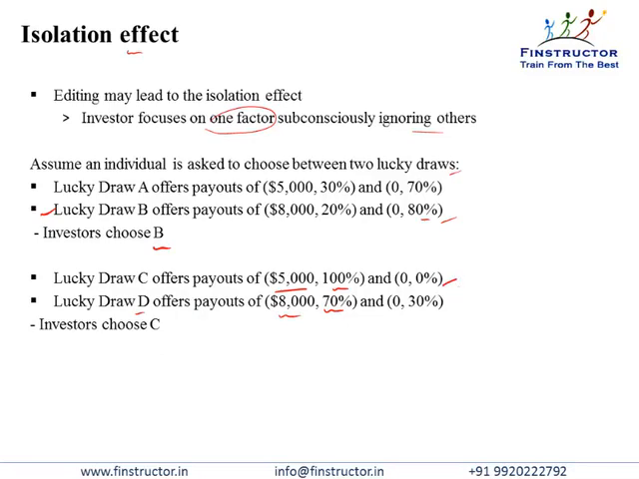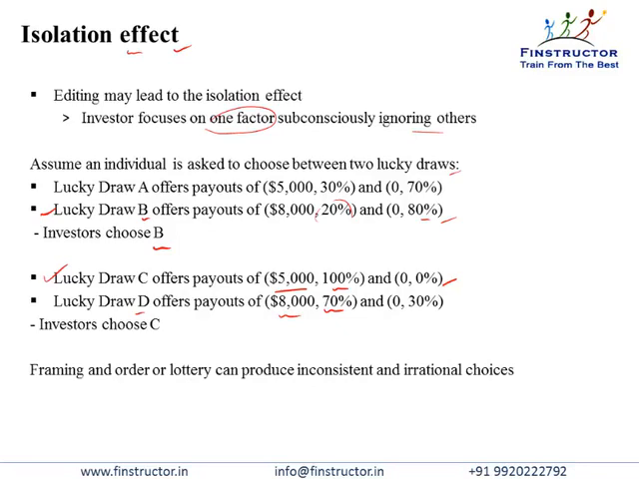Now, if expected payoff was the logic behind making the decision, then expected payoff was higher in B and the probability was lower. Here also, the expected payoff is higher and the probability is lower. But for some reason, here investors choose option C even though it has a lower expected payoff. So he says that these effects are common. How the question is framed, which choice was given first, which choice was given second, all these factors can have an influence on which option I pick. So framing and the order of lottery can produce inconsistent and irrational choices.